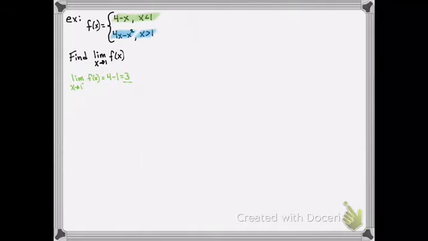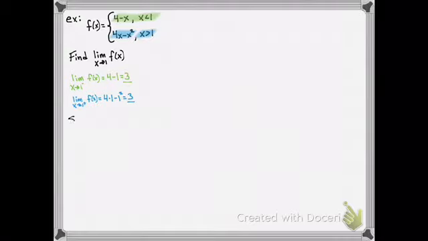If I switch over to that function, then I would be looking at this other limit, the limit as x approaches 1 from the right. And that we can do also by simply plugging in that 1, because we're looking at numbers bigger than 1, and so that would be the 4x minus x squared. So 4 times 1 minus 1 squared, hey, that equals 3 as well.